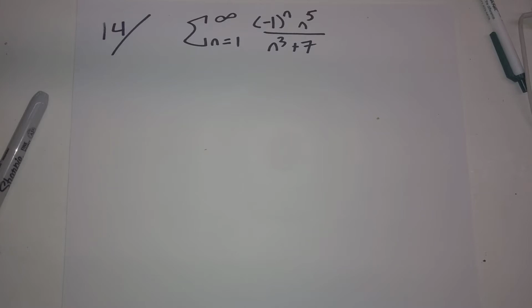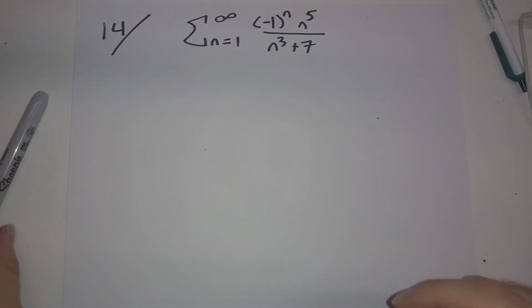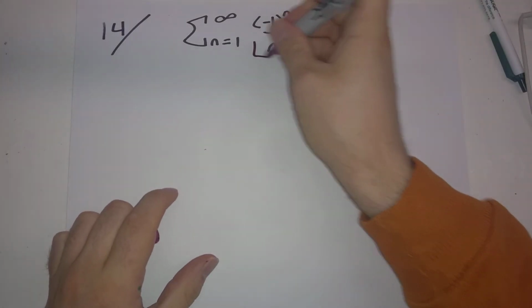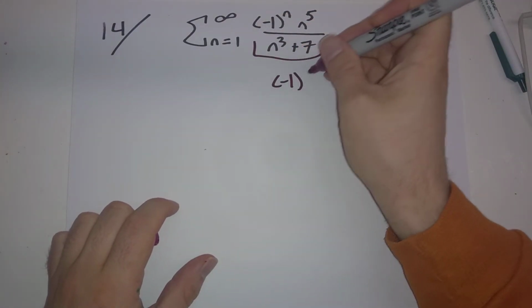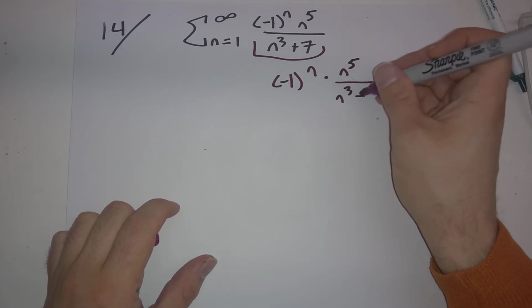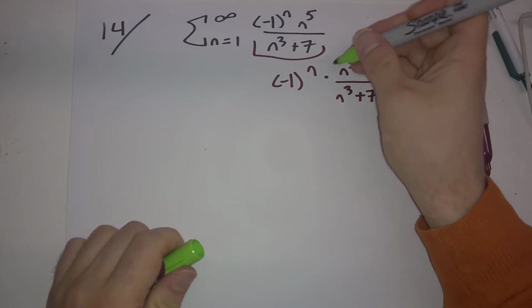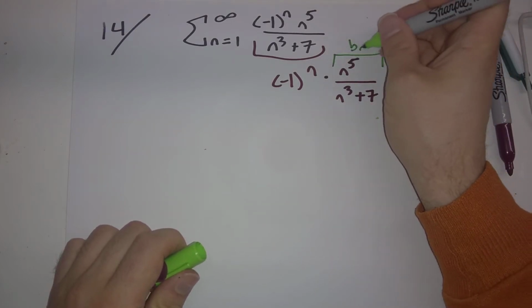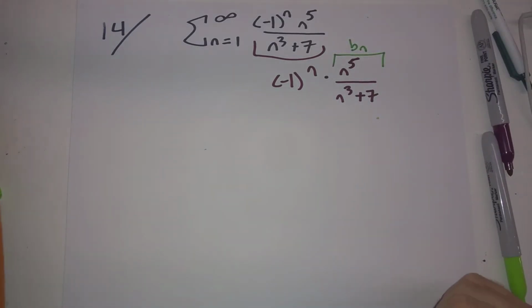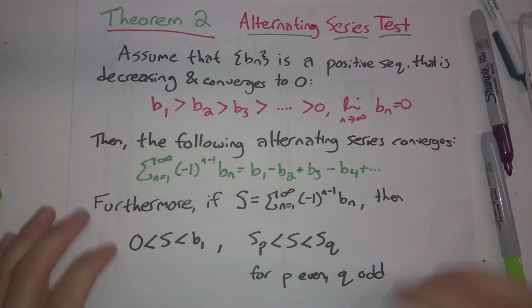So there's a very big temptation here to think about the alternating series test. I mean, we see a (-1)^n. We can rewrite this as (-1)^n times n^5 divided by n^3 + 7, where for purposes of the alternating series test, this is our b sub n. Okay, so let's bring out the alternating series test here to look at.